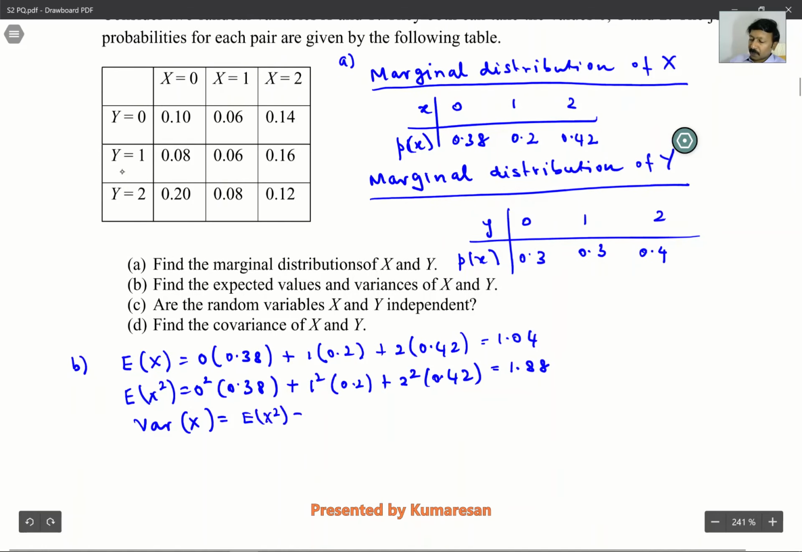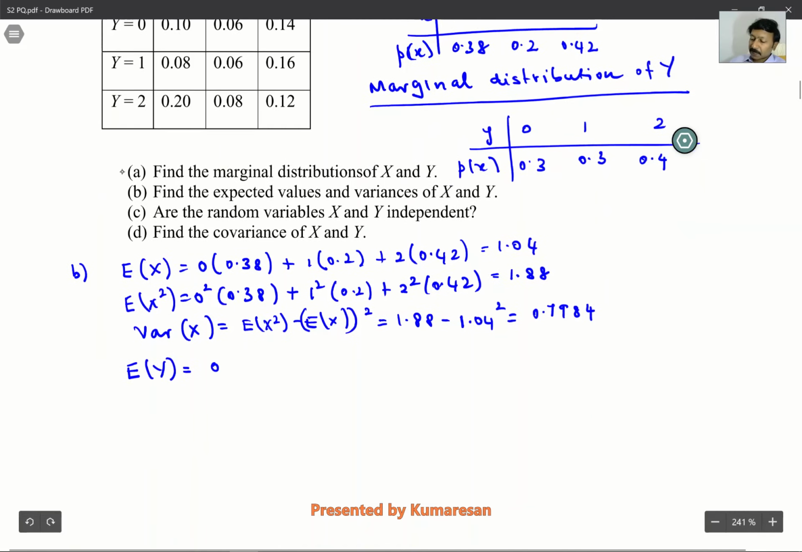And therefore the variance of x is expected value of x squared minus expected value of x, the whole squared. 1.88 minus 1.04 squared, you get 0.7984. And now the mean and variance of x are done. Expected value of y is the value of y times the corresponding probability. 0 times 0.3, 1 times 0.3, 2 times 0.4 is 1.1. Okay, 1.1. That is the mean of y.